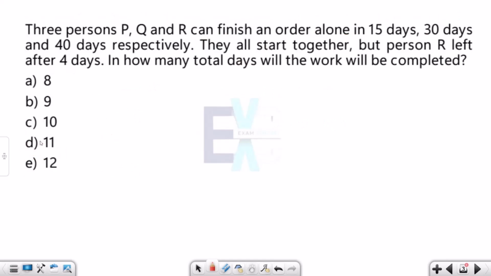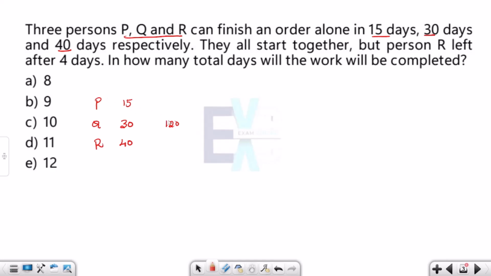Next one. Three persons P, Q and R can finish an order alone in 15, 30 and 40 days respectively. So P, Q and R take 15 days, 30 days and 40 days. First thing, you need to take the LCM. What is the LCM of 15, 30 and 40? It will be 120. So you'll consider this 120 as the total work. So 120 parts of work is there.